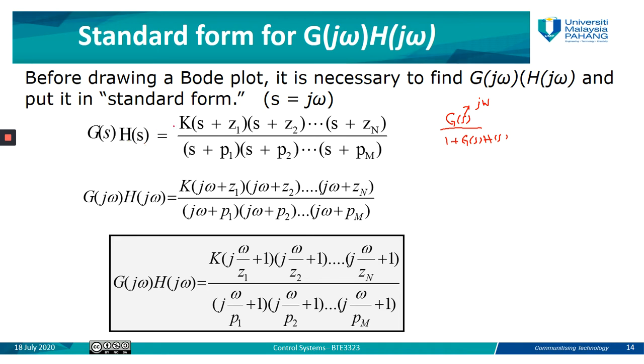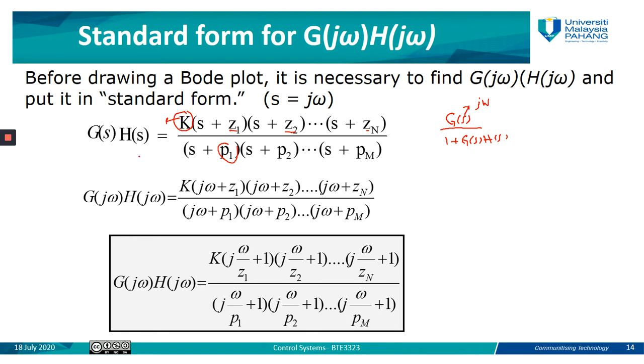The forward transfer function consists of zeros in the numerator and poles in the denominator. Here we have zeros: z1 as the first zero, the second zero, the third zero. It depends on how many zeros we have. We have the K, which is the gain of our transfer function, like we saw in chapter 5. Then in the denominator we have the poles. This is the standard form of the forward transfer function.